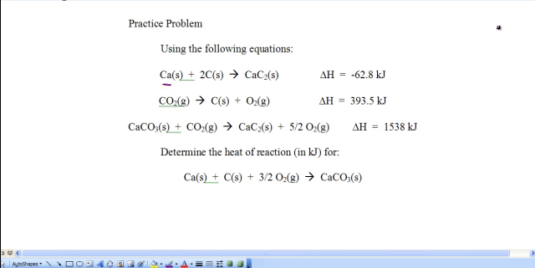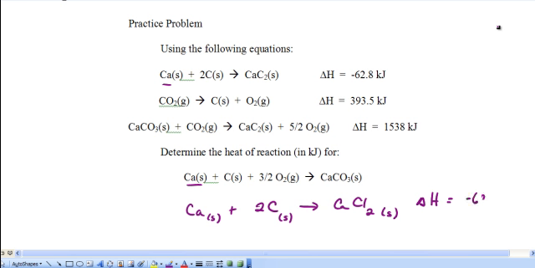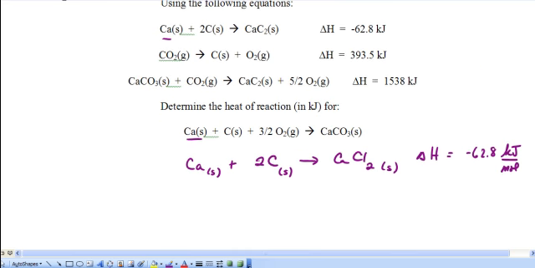You want to have calcium on the reactant side. So this reaction here, you want to write out just as it is written. So we're going to write that out just like that. And the delta H is going to be a negative 62.8 kilojoules. Now remember, that is per mole. We usually just write it as kilojoules because it's assumed to be per mole. Okay, so that's this one right here.